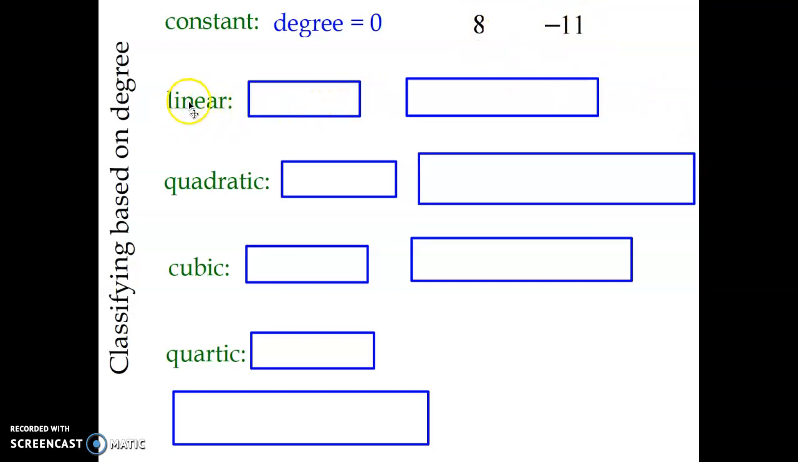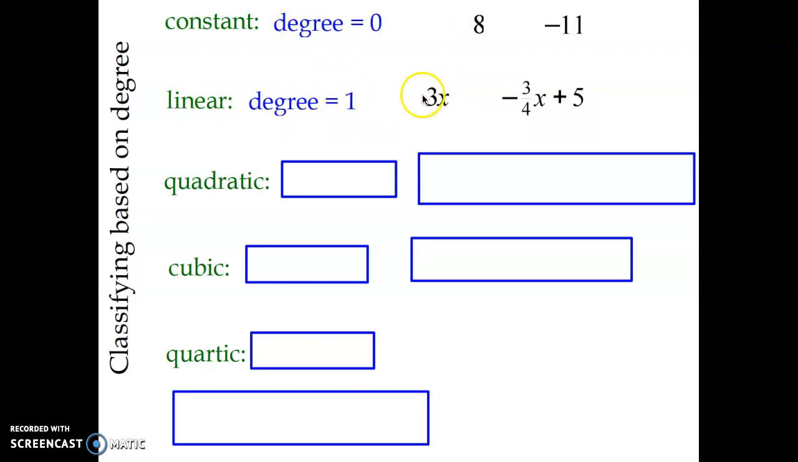Linear, you guys have been working with for a long time. You can see the word line inside of there. These are going to make diagonal lines, and they have a degree equal to 1. So this monomial has an understood degree of 1 right here. This binomial also has a degree of 1, because remember, the degree on that 5 is a 0. So the degree of both of these is 1, therefore they are linear.